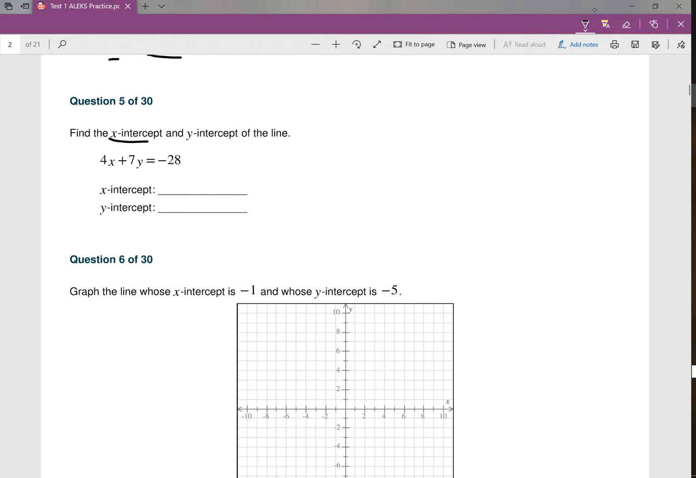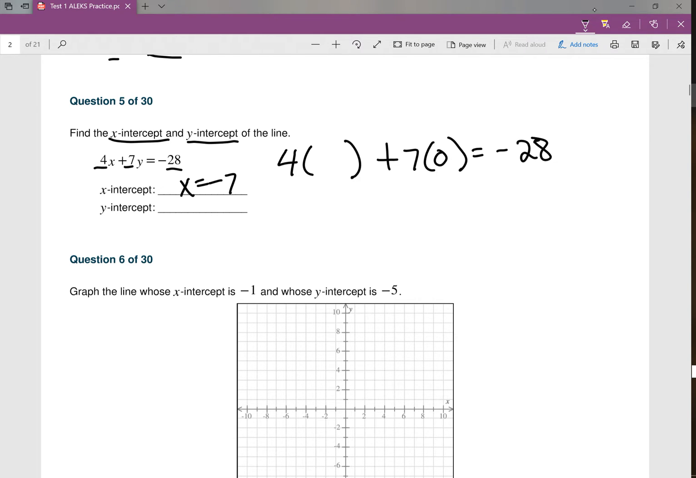Find the X-intercept and the Y-intercept. Remember, to do this, both numbers have to divide into negative 28, and they do. So remember, the X-intercept is where y is 0. So I want you to think of this as, if I have 4 times a number, plus 7 times 0, that goes away, is negative 28. The only way that is true is if x is equal to negative 7 and y is equal to 0. So this answer is actually negative 7, 0.